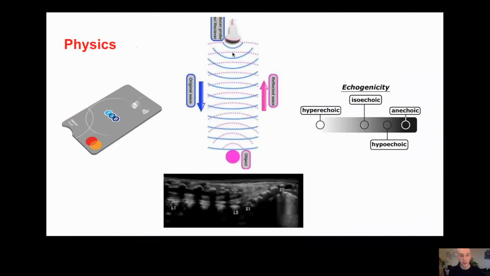So to talk about the physics of ultrasound, in brief, essentially an ultrasound probe has got a fancy crystal in it called a piezoelectric crystal, and that turns electricity into sound waves. The sound waves go down, they reflect back up, are interpreted by the crystal and turn back into electricity, and the machine makes a nice image.